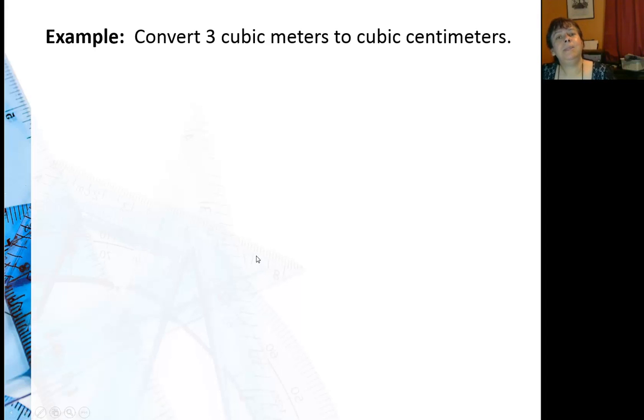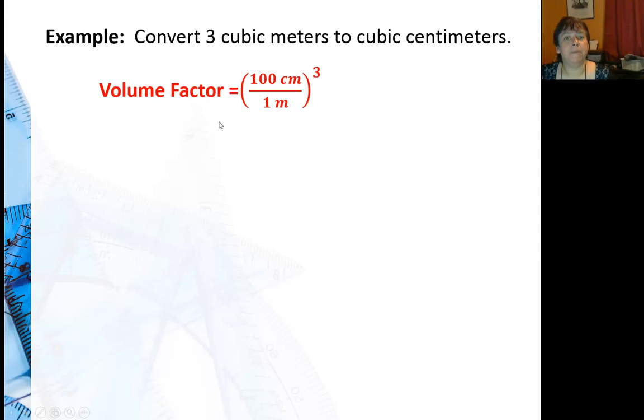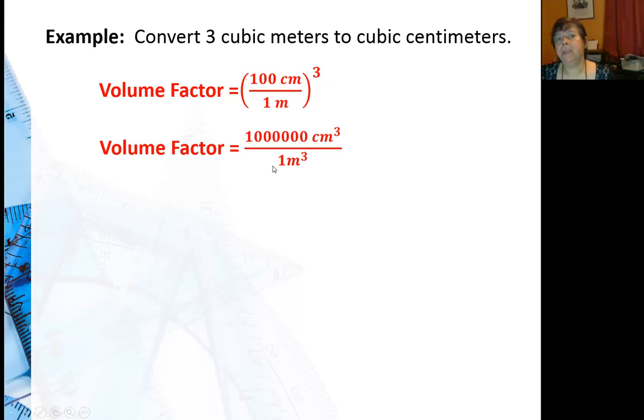In this example, I'm going to convert 3 cubic meters to cubic centimeters. So again, cubic means that's volume. But even if I didn't know it was volume, I know I'm going to be cubing everything. So my volume factor is going to be 100 centimeters, because that's how many centimeters are in a meter, over 1 meter, and I'm going to cube everything.